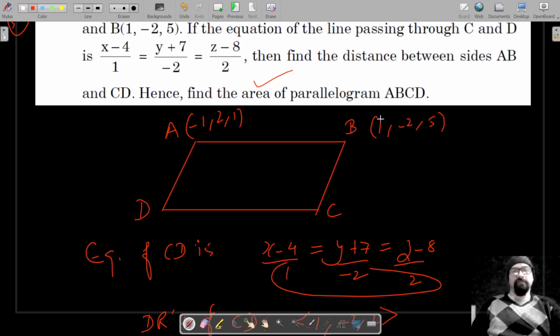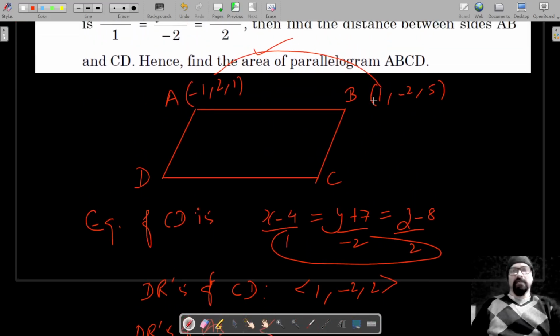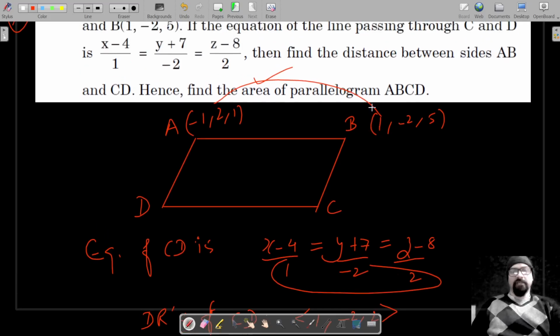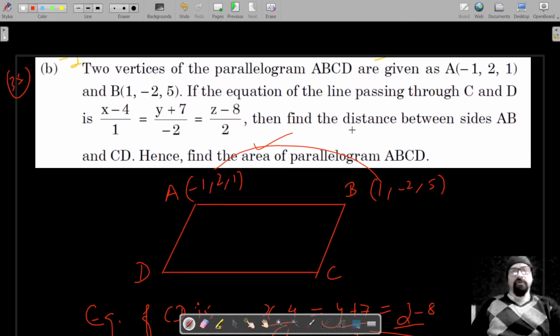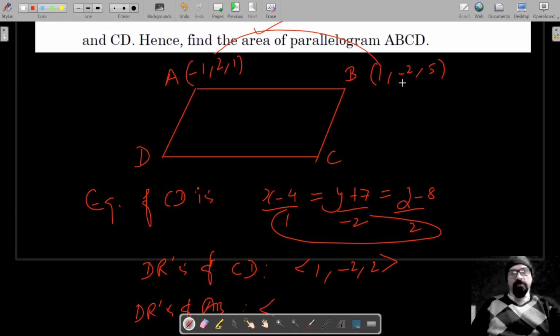Now the direction ratios of AB is 1 minus of minus 1, which is x2 minus x1. So 1 minus of minus 1. The direction ratios of AB would be 1, negative 2, and 2, because AB is parallel to CD, so their direction ratios should be the same.